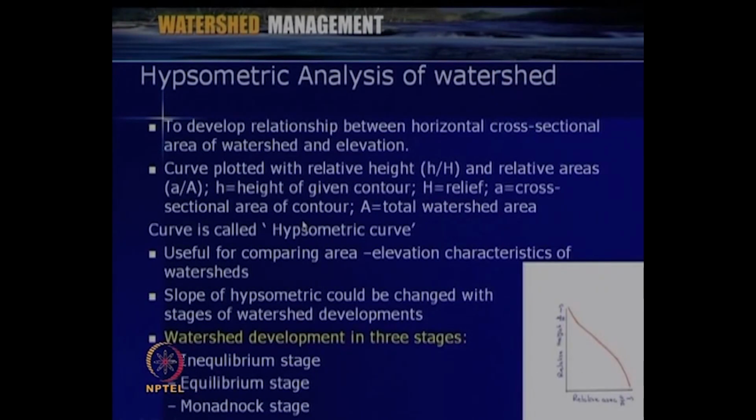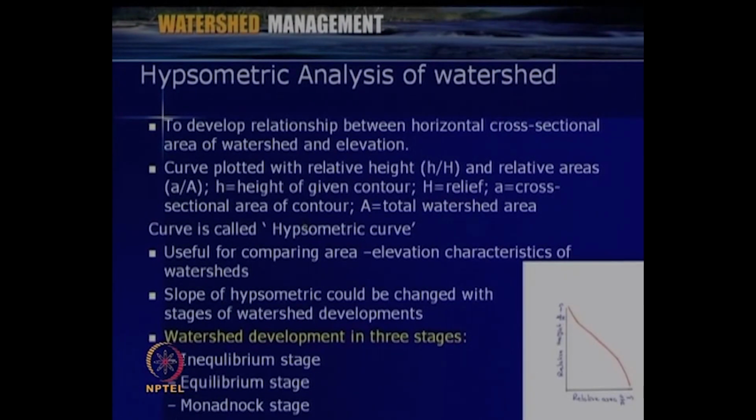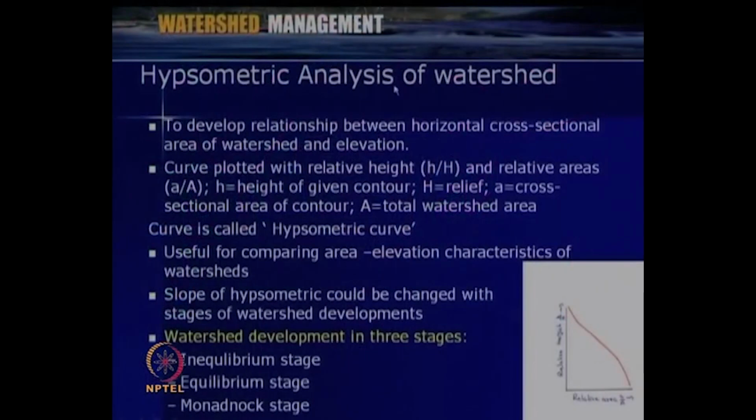So, before closing this lecture, we have now seen the various aspects, like the linear aspects, areal aspects and then the relief aspects. Accordingly, as far as watershed variation and relief variation are concerned, we can have an analysis called hypsometric analysis. This gives a relationship between the horizontal cross-sectional area of the watershed and its elevation.